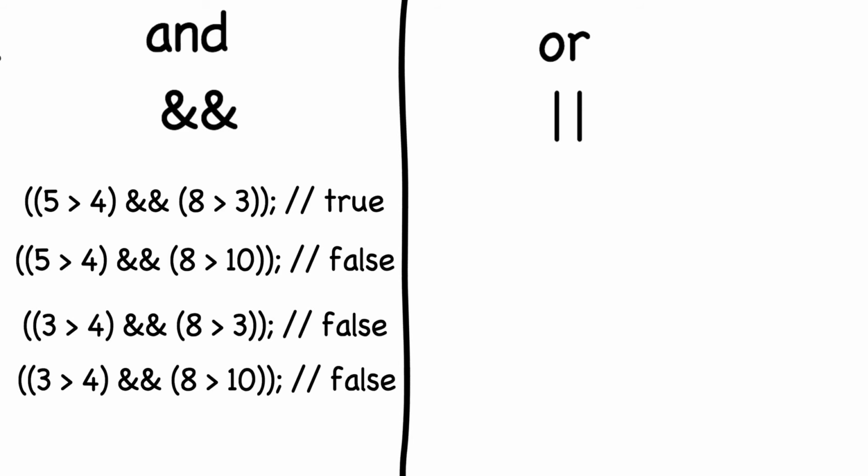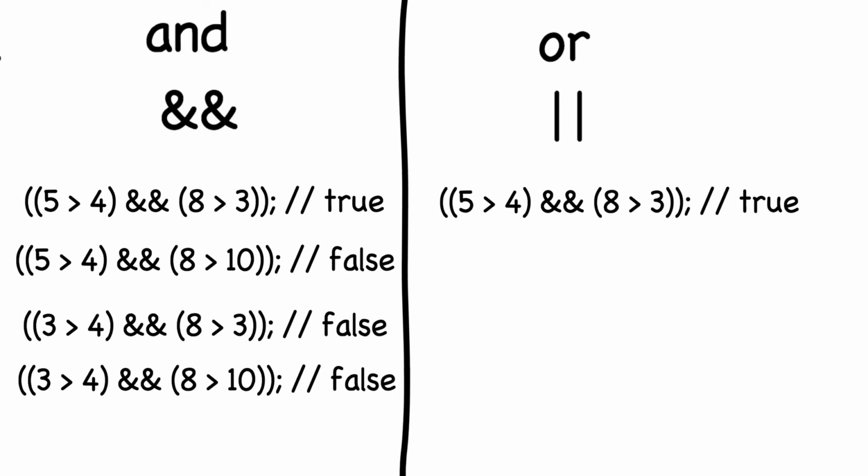Now let's turn to the logical operator OR. This operator is looking for at least one condition to be true. Let's look at our previous code example. Let's remove the double ampersands and replace them with the two pipes for the OR operator. 5 is greater than 4, so our expression will evaluate to true, no matter what the second condition is.